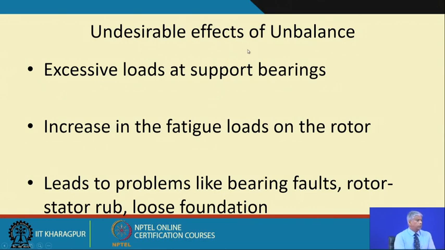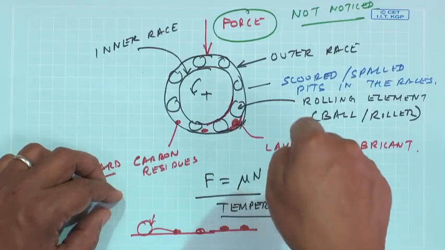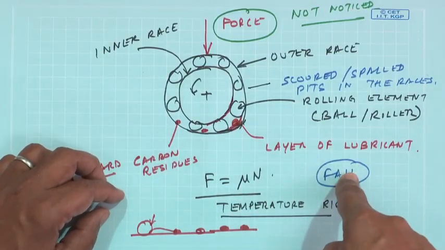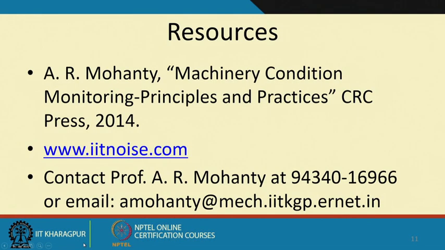So, undesirable effects of the unbalance: excessive loads at support bearings, increase in the fatigue loads on the rotor, which I just told you, leads to problems like bearing faults, rotor stator rubs, loose foundations. So, these are all scenarios, because foundations will become loose because periodically there is a force which is hitting on the bearings. Okay. So, more of these we will discuss in the subsequent class, how to actually, if an unbalance has occurred, how to fix it, and that is the methods of balancing, which I will discuss in the next lecture. Thank you.